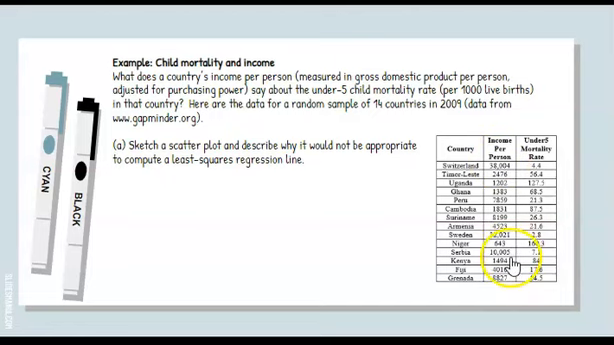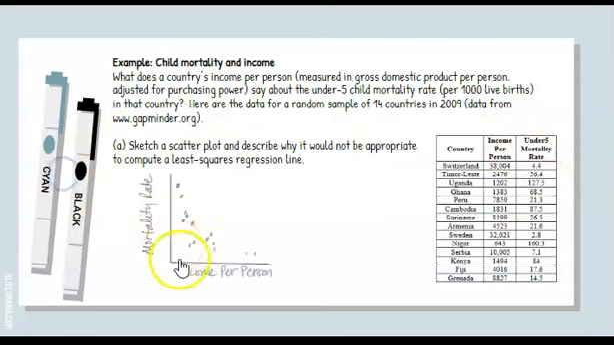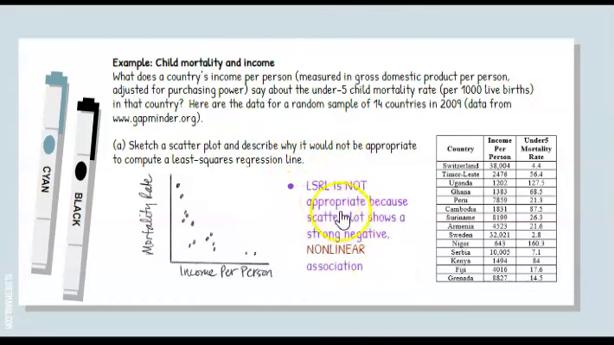So if my income predicts the under 5 mortality rate, the income is explanatory and this is response. So if I do my scatter plot, it looks like this. And you can see it's curved. And that would be why a regression line doesn't work. So the least squares regression line is not appropriate because the scatter plot shows a strong negative nonlinear association.